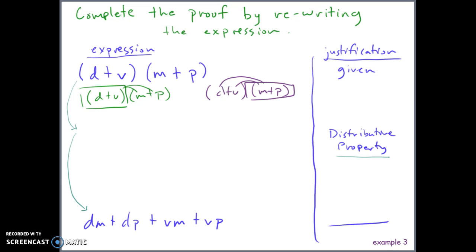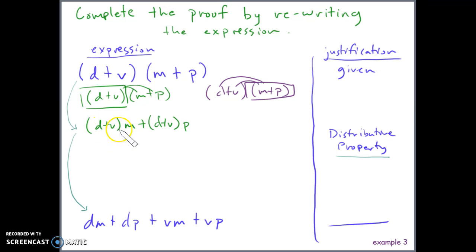So if we're looking at the green expression, we've got to see which of these is going to yield the correct order of the terms. So we have (d plus v) times m, plus (d plus v) times p. So here we have d plus, whoops, that p's terrible, there we go.